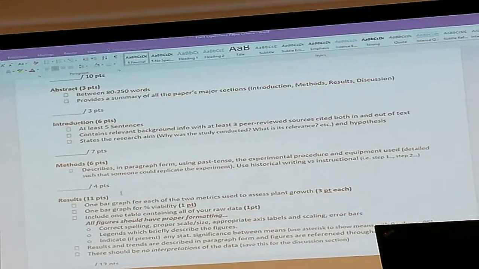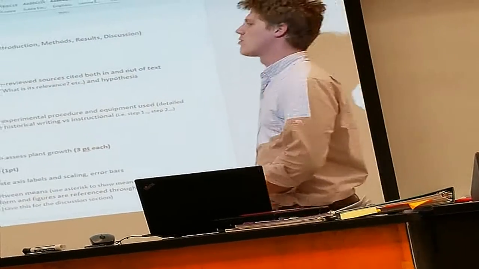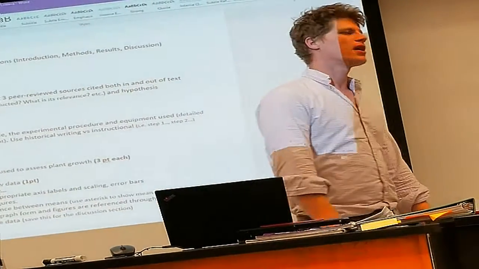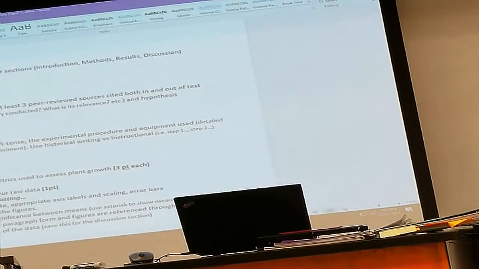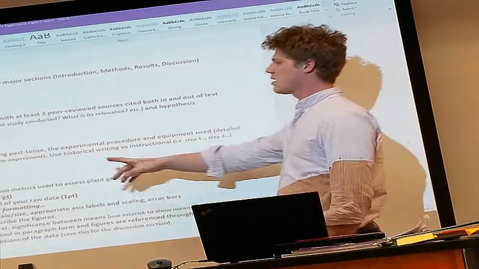So then after the introduction, you jump right into methods. This is where you describe everything that you did for the study. And this has to be in paragraph form. Usually people want to treat it like an instruction manual where they say, step 1, do this. Step 2, do this. Step 3, do this. But that's not what you do. You're basically just describing how you did the study. So it's all going to be past tense.